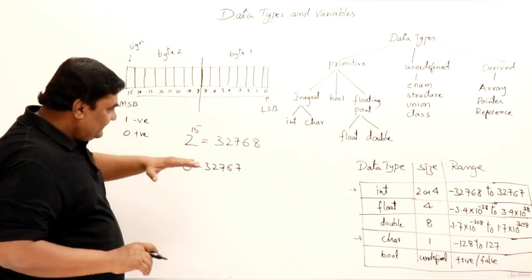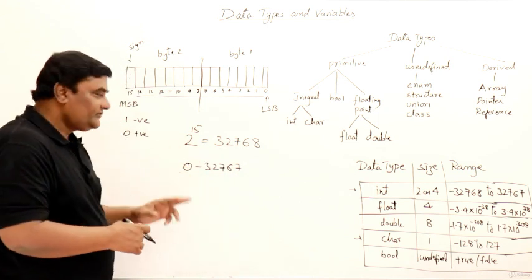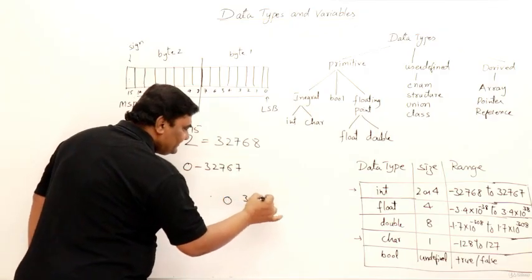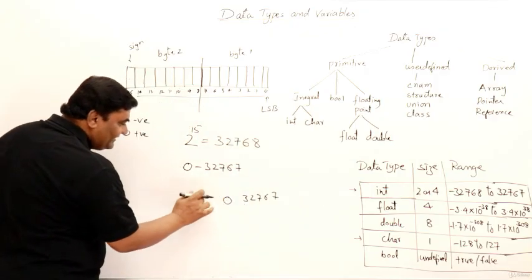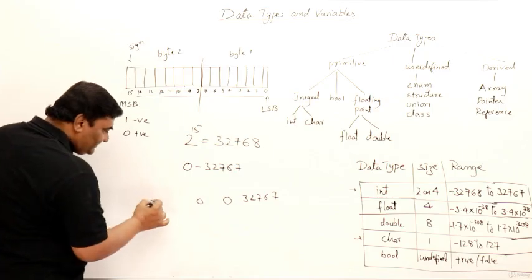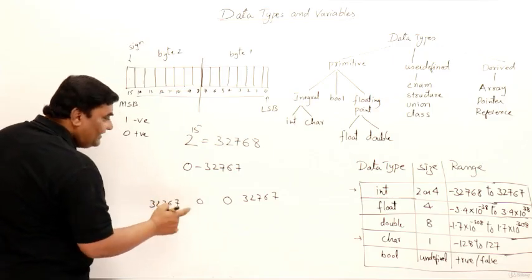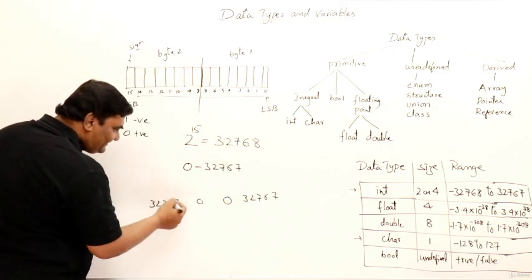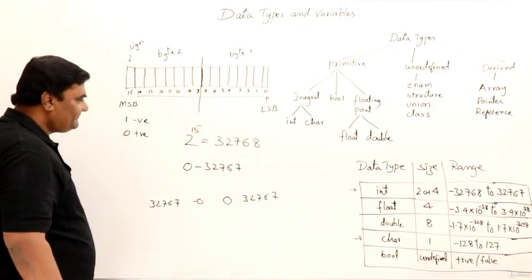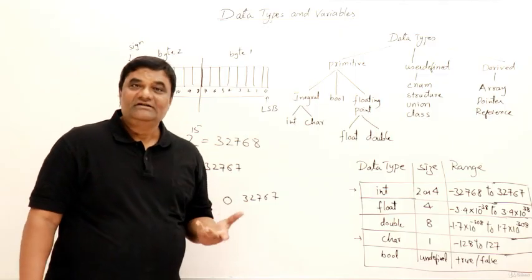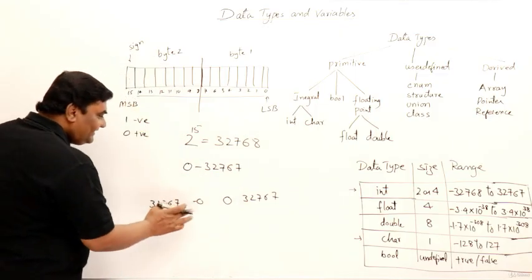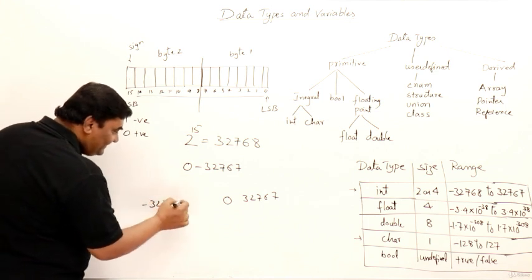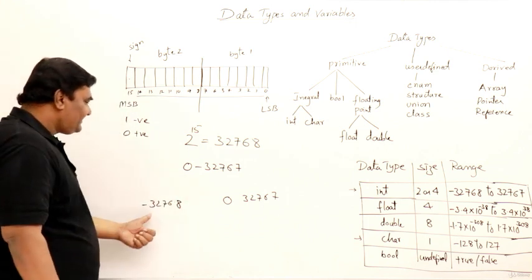Now next, this has to be positive also, negative also. So let me write down this. So 0 to 32767, this is positive side. Then 0 to 32767, it is negative side. So this is positive side, this is negative side. In this negative, negative 0 will also be there. But negative 0 is not a number. So that negative 0 is taken as minus 32768.